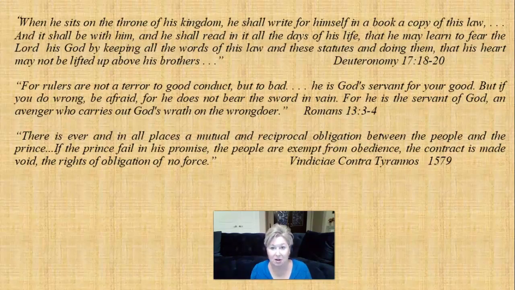Well, this king had now become a terror to good conduct. He's doing exactly the opposite. He's carrying out God's wrath, not on the wrongdoer, but on people that are trying to hold him to the law, which he's under. The Vindiciae contra Tyrannos, the writings of the Huguenots, said, remember, there's ever and in all places a mutual and reciprocal obligation between the people and the prince. If the prince fails in his promise, the people are exempt from obedience. They don't have to obey if he breaks his contract. The contract is then made void, and the rights of obligation to that prince are of no force.